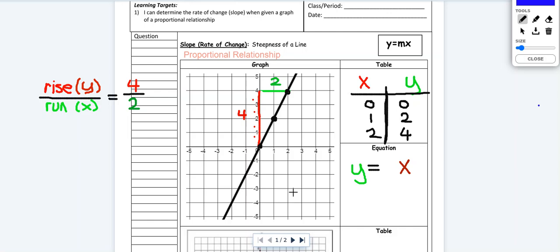Class. Last time we met, we talked about slope. And we learned that slope is a measure of the steepness of a line, how steep a line is, or its rate of change, how far up or down it's going compared to how far left or right it's going.